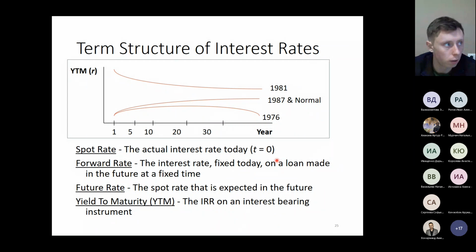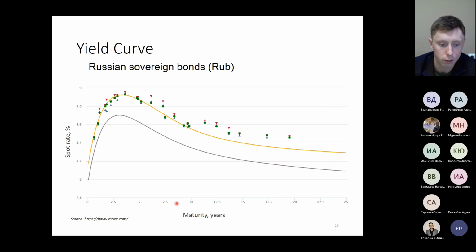It is a formal representation of the future rate, which is our expectation of the spot rate that would be in place by the time that we want to make this transaction. And the yield to maturity is something that we already discussed. It is the internal rate of return on interest-bearing instruments. This is a broader term which would include bonds as well. And yield to maturity might vary for different types of securities.